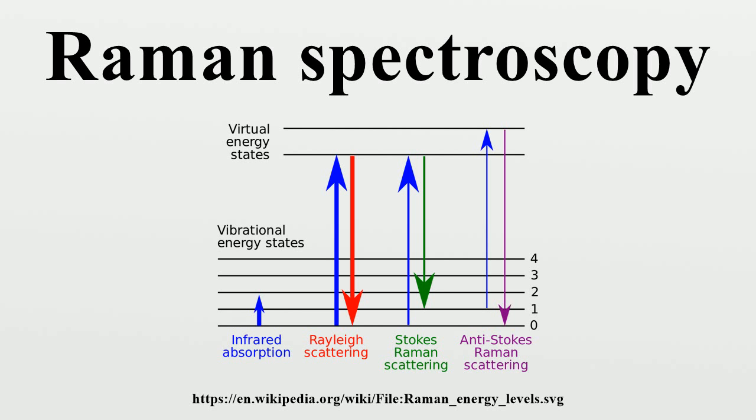History. Although the inelastic scattering of light was predicted by Adolf Smekal in 1923, it was not until 1928 that it was observed in practice. The Raman effect was named after one of its discoverers, the Indian scientist Sir C.V.